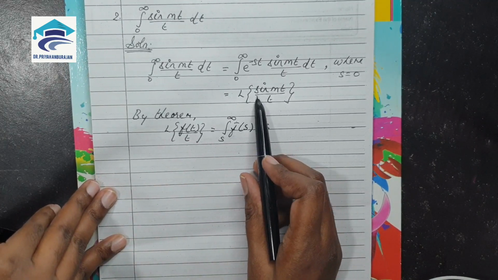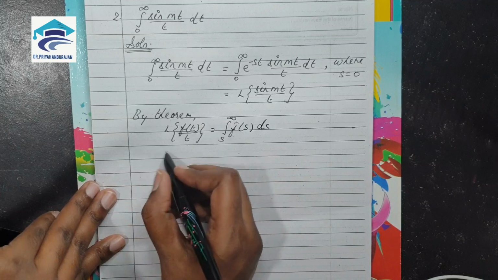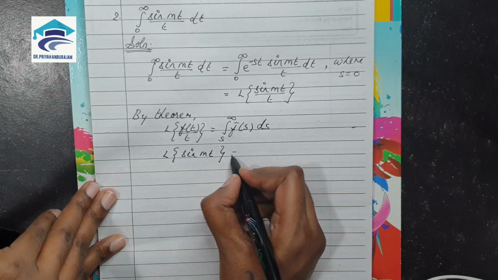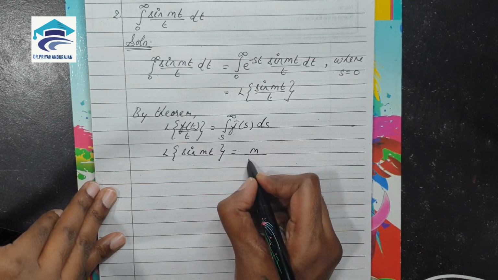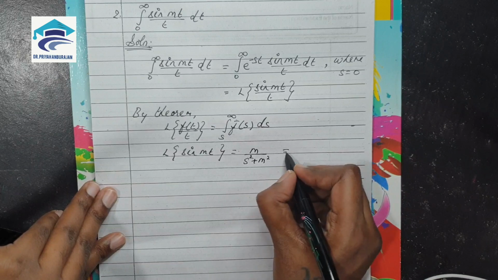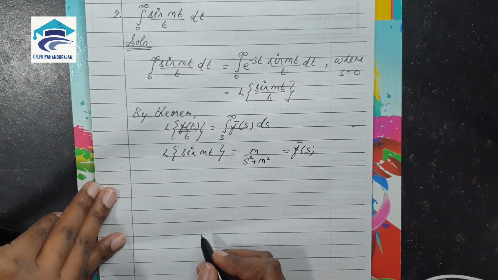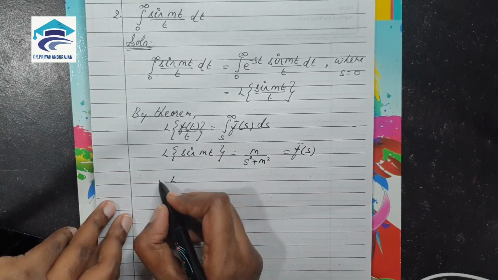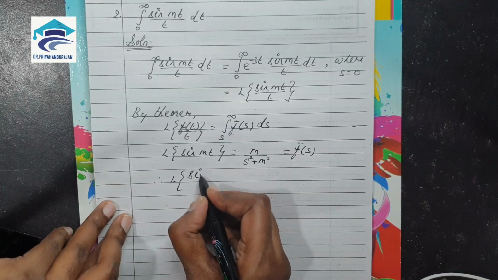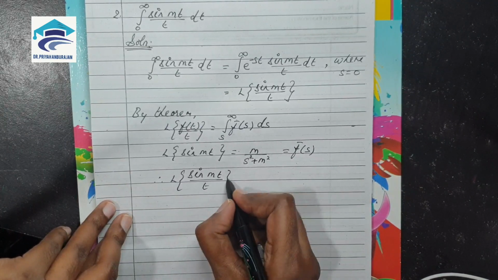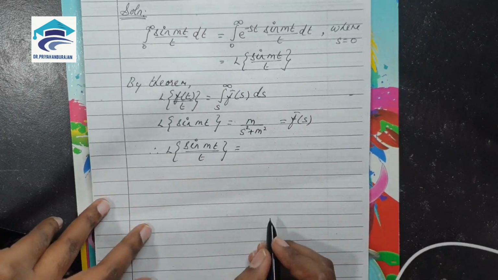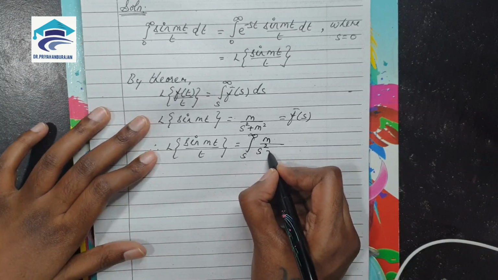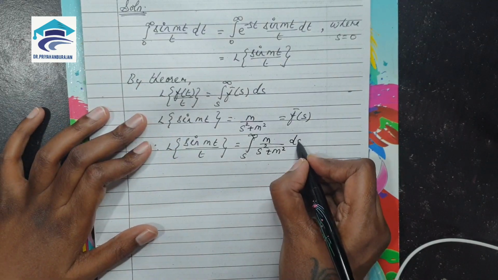So what is f of t here? F of t is sin mt. So let us find L of sin mt first. L of sin mt is equal to m by s squared plus m squared, and this will be our f bar of s. So now we have f bar of s, we will use it in this. Therefore, L of sin mt by t will be equal to integral s to infinity m by s squared plus m squared ds.